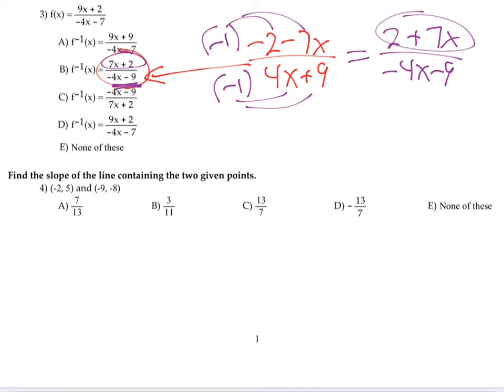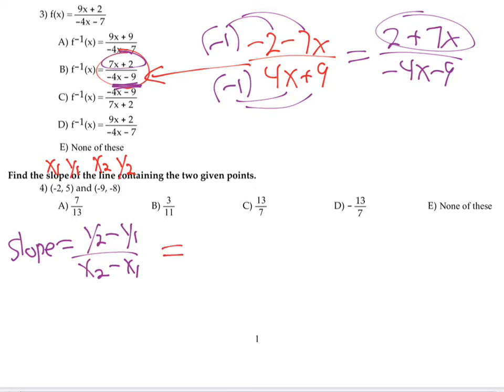Find the slope. What's the formula for slope? Yeah, it might be a good one to put on your 3x5 card if you don't already have it memorized. y2 minus y1 over x2 minus x1, exactly. So this is x1, y1, x2, y2. Right? Remember how that works? First point's x and y, second point's x and y. So we go y2, negative 8, subtract y1, 5, over x2 negative 9 subtract x1 negative 2.